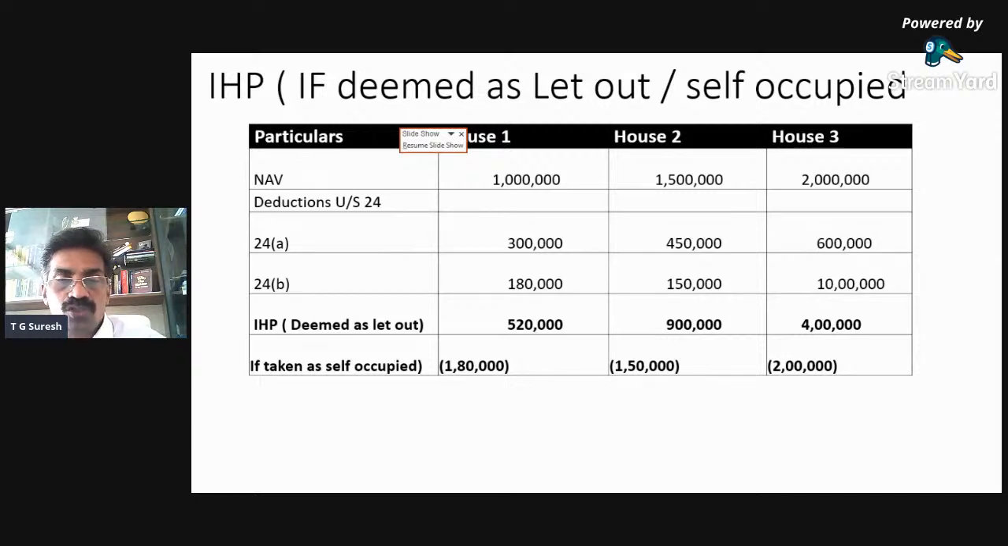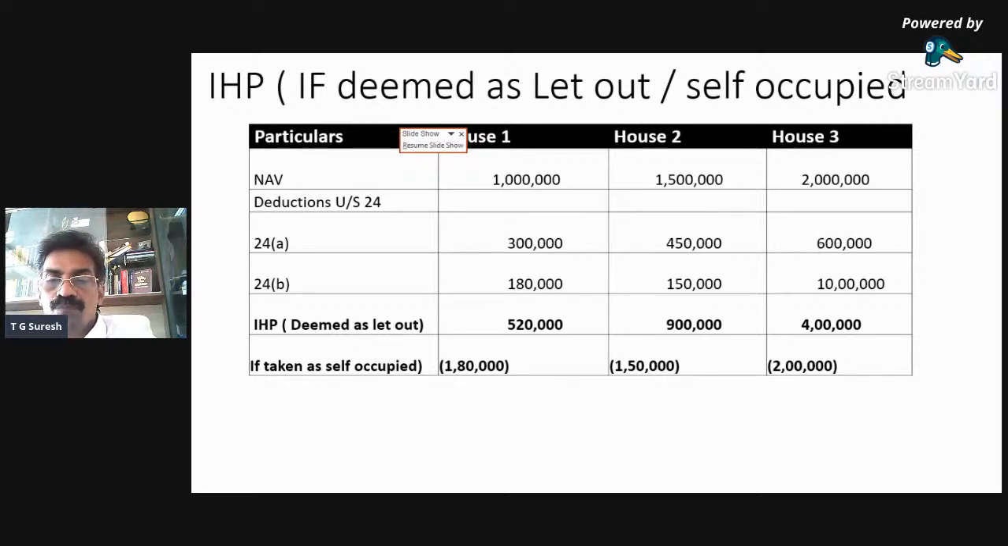So I'm choosing house 1 and house 2 as self-occupied, and house 3 is deemed to be let out. What I'm trying to do is pick from house 3, deemed to be let out, income of 4 lakhs, which I've taken here. The two self-occupied properties have zero annual value, though the interest is 180 plus 150, 330. I'll have to restrict it to 2 lakhs. That means this option gives me 4 lakhs, 2 lakhs loss, net income of 2 lakhs.